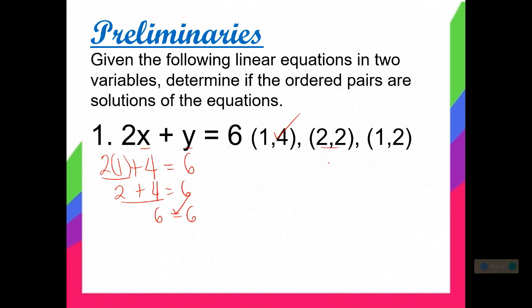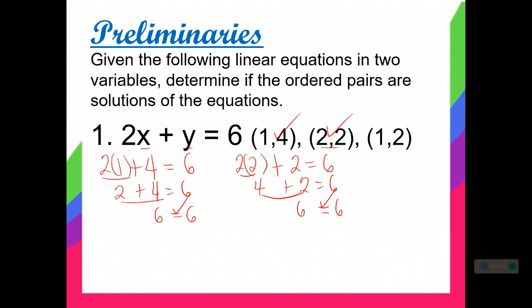How about (2, 2)? We substitute 2 in place of x, plus our y is 2, is equal to 6. So 2 times 2 is 4, plus 2 is equal to 6. We all know that 4 plus 2 is 6, which is equal to 6 on the right side of the equation. So again, this is true. Therefore, (2, 2) is also a solution of the given equation.